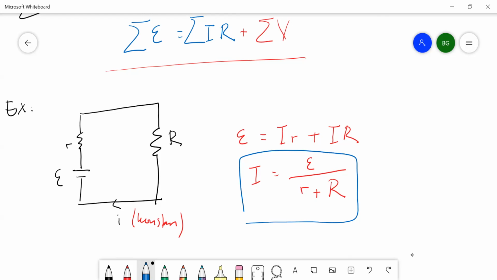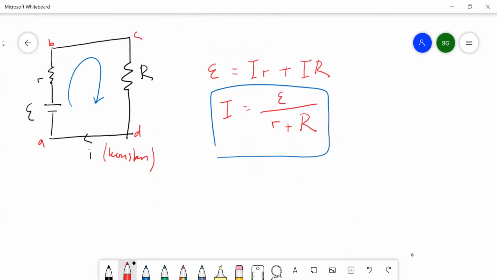Oh yes, we choose the loop like this. The loop, usually we give with points, for example, this A, B, C, D. The loop is A, B, C, D, A. We have like this.